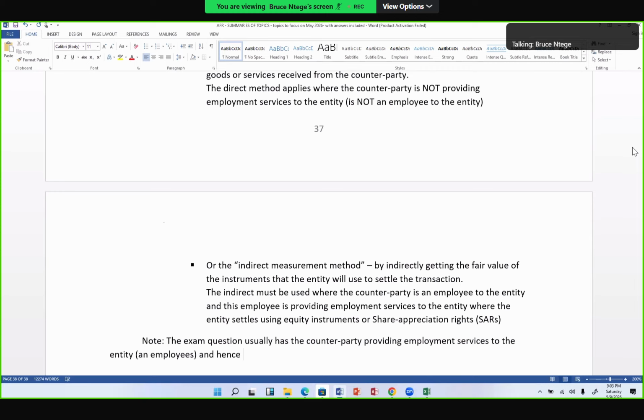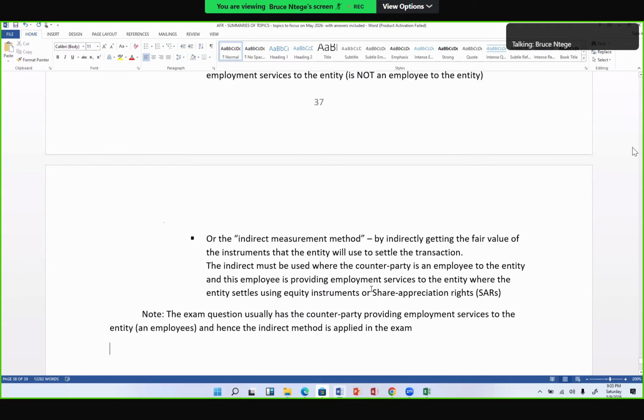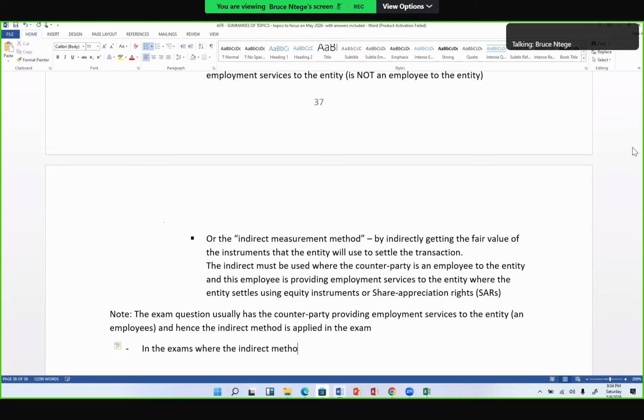So in that indirect method, this is what will happen. If the question comes and it's equity settled and the counterparty is an employee, we shall always ensure that the fair value of the equity instruments on the grant date, which is the initial recognition date, will be used across the vesting period. You don't change it. So in the exam where the indirect method is applied, and you know it's applied because the counterparty is an employee.